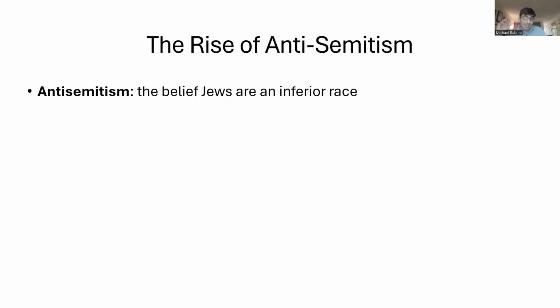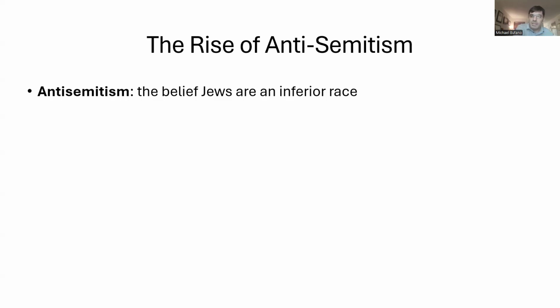Now, notice how I'm not saying here an inferior religion. I'm saying an inferior race. Social Darwinists believed that there was no separation between race and culture, and they believed that religious minorities like Jews were a separate race from other groups. Now, of course, being Jewish is not a race. It's a religion, right? It has nothing to do with phenotype or skin color. Social Darwinism is a pseudoscience.